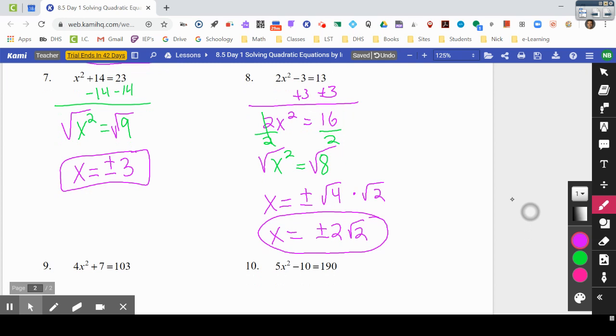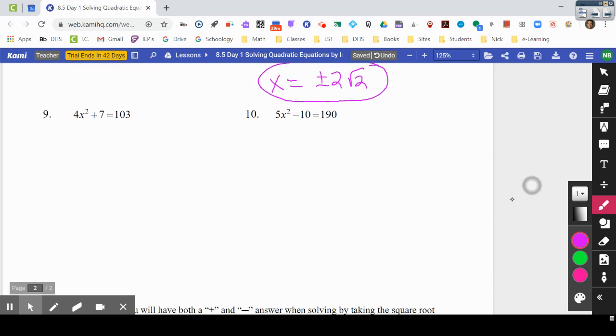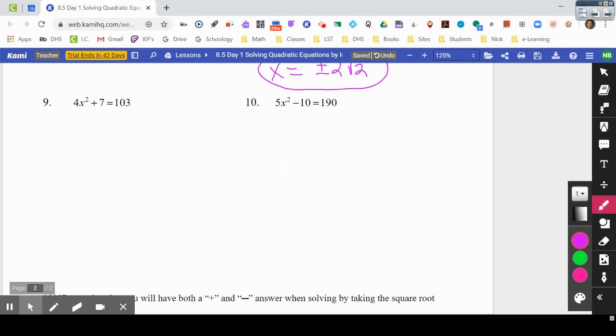Awesome. All right, we got two more to do here. These last two are also going to be kind of two-step problems to isolate my quadratic term, and then of course I've got to finish simplifying the radical. First I have 4x squared plus 7 is equal to 103.